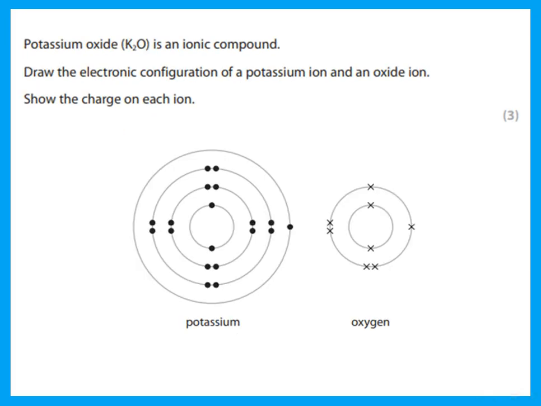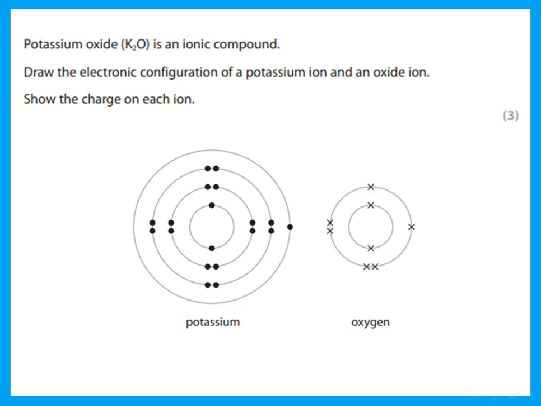And he's saying potassium oxide is an ionic compound. Draw the electronic configuration of potassium ion and oxide ion. So he already drew this for me. He said the potassium has 1 electron in its outermost shell. It is 2,8,8,1. That's correct.